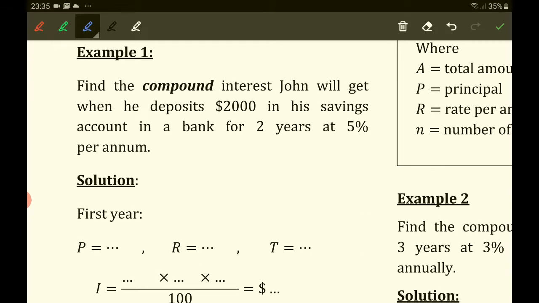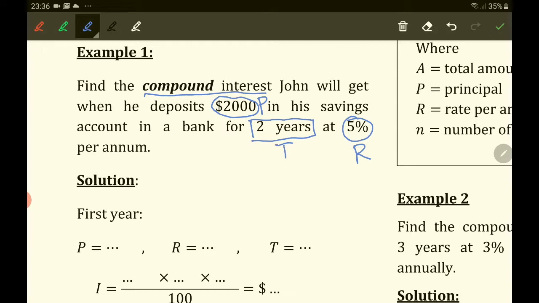Example 1: we are going to find the compound interest John will get when he deposits $2,000. The $2,000 here is, of course, the principal, in his savings account in a bank for 2 years. So we're looking at the time frames here. He will deposit $2,000 for 2 years at a 5% rate. This is the rate, and this is the time, 2 years.